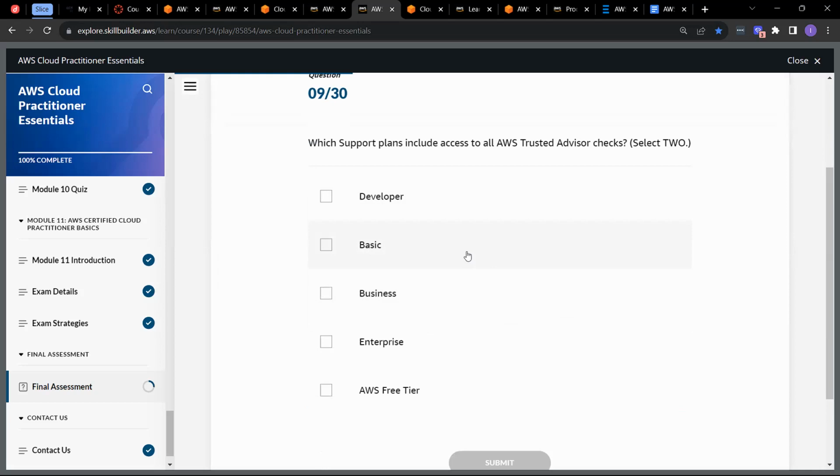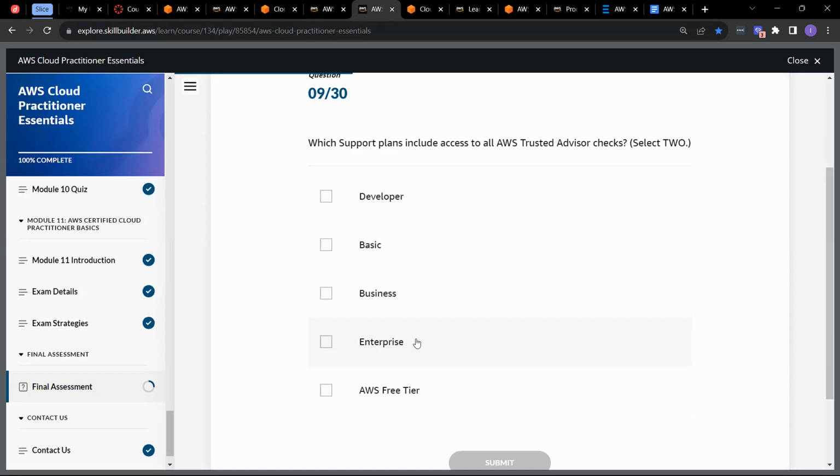But we are selecting 2. We are selecting the free tier. So basic no, free tier no. So we are left between developer, business, and enterprise. Now, enterprise, for that one, I'm sure, because enterprise has all the benefits, right?